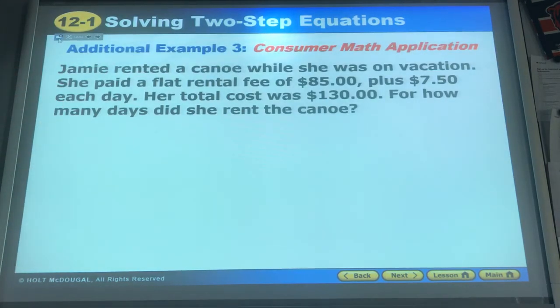Now, Jamie rented a canoe while she was on vacation. She paid a flat rental fee of $85, plus $7.50 each day she rented the canoe. Her total bill was $130. For how many days did she rent?